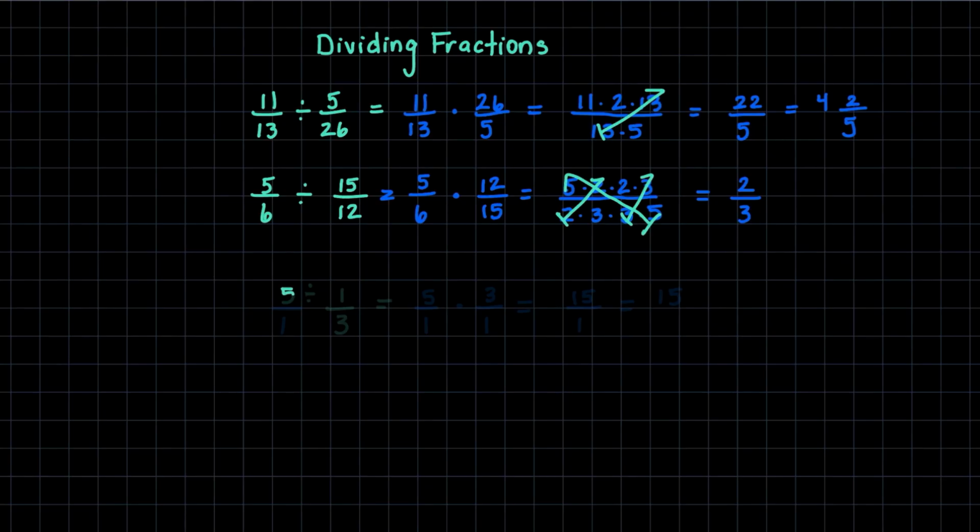Okay, 5 divided by 1/3. 5 isn't already a fraction, so I'm going to make it a fraction. 5 over 1 stays the same. Change to multiplication. Flip to 3 over 1. 5 times 3 is 15. 1 times 1 is 1. And 15 over 1 is just 15.